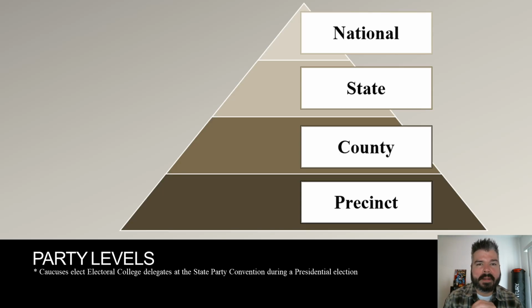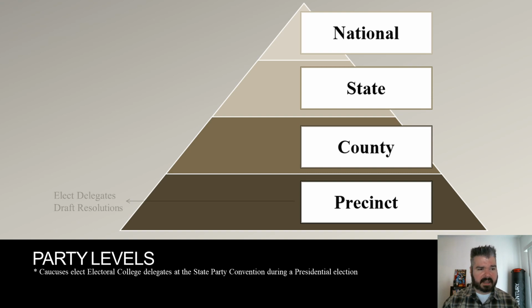I want to take a moment now to talk about the party levels. Okay, we have four that we're going to be talking about today. We have the precinct level, the county level, the state level, and the national level. Okay, and at these four different levels, there is a convention that is held at each level. And we need to talk about the business that happens here because it's fascinating stuff. I'm not lying. This is fascinating stuff.